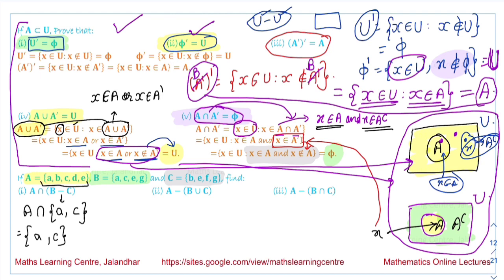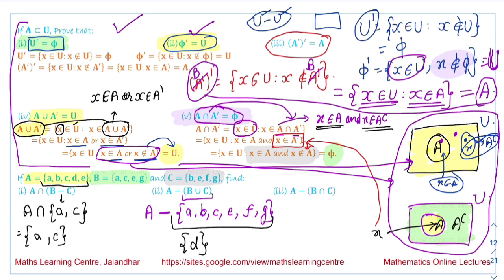Next we are talking about A minus B union C. So what is B union C? B union C is A, B, C, E, F, G. We are writing A minus B union C. Now if we look at the elements of A which are not present in this set, A is present over here, B is present over here, C is present over here, D is not present in this set, and E is present over here. So the answer for this we will obtain is equal to D.